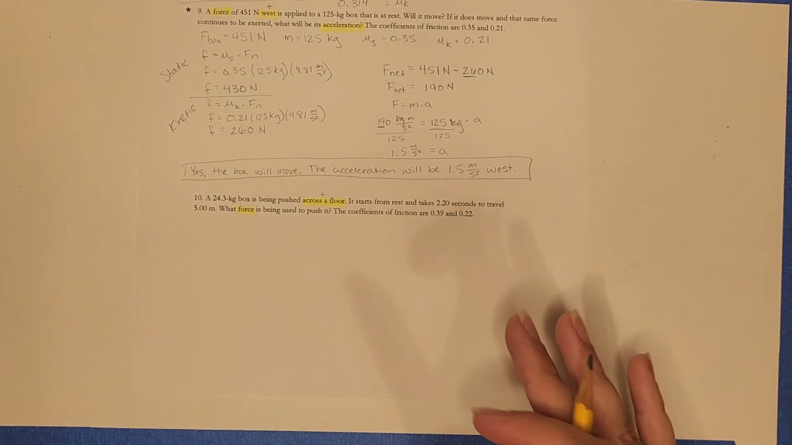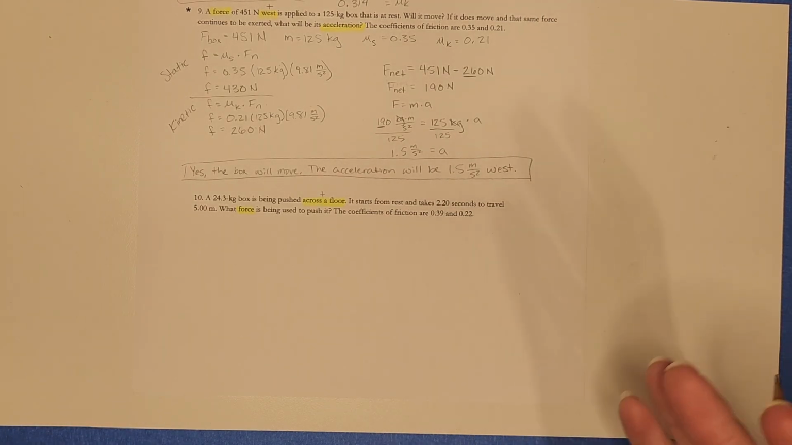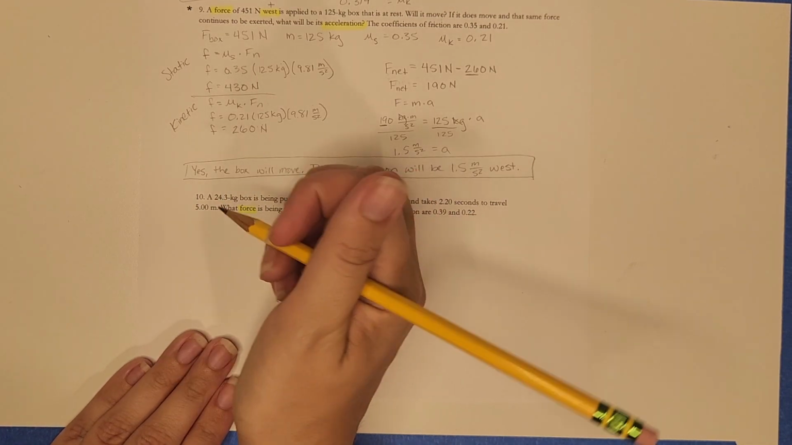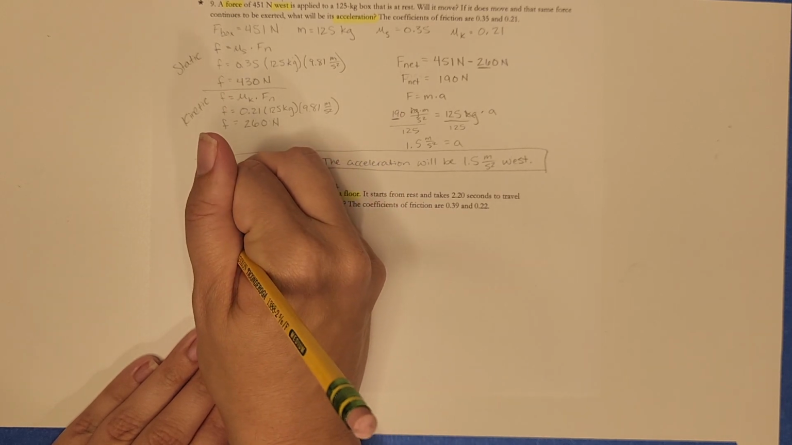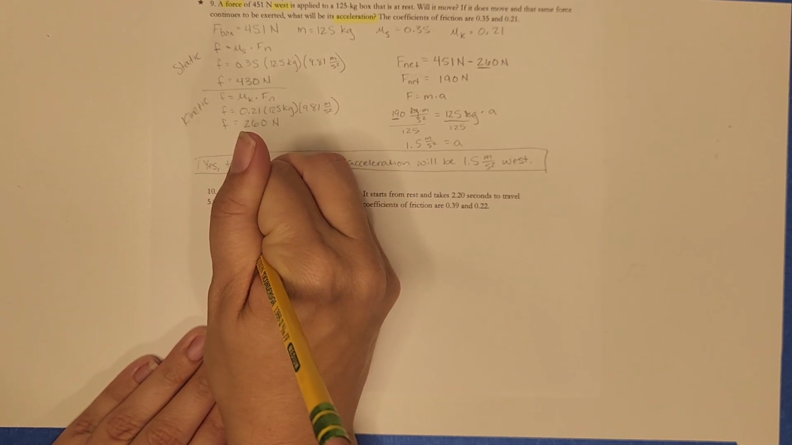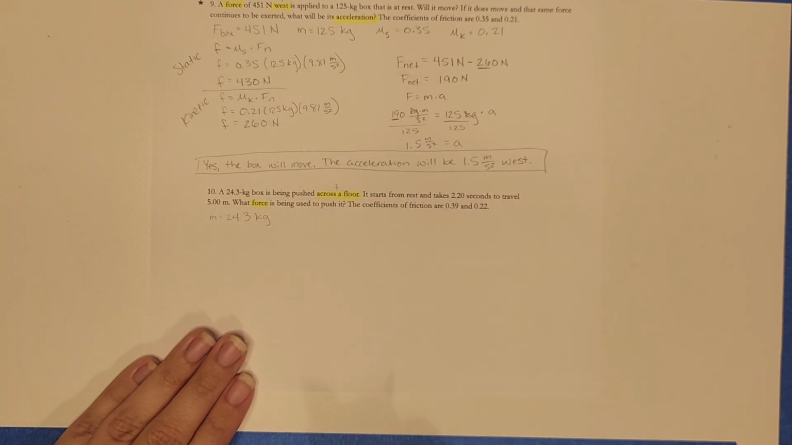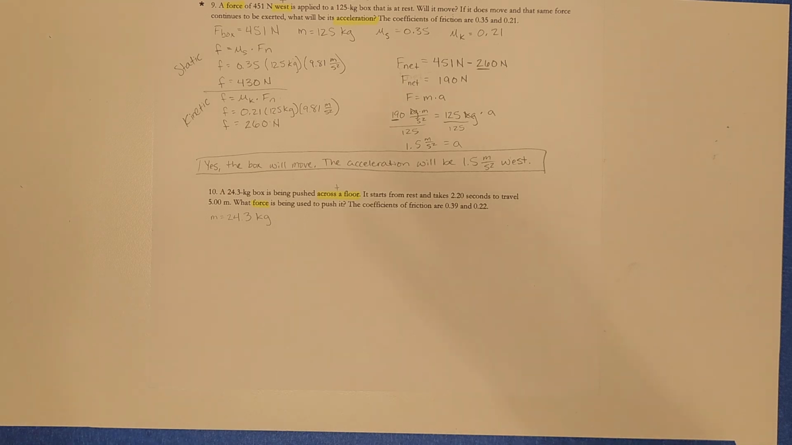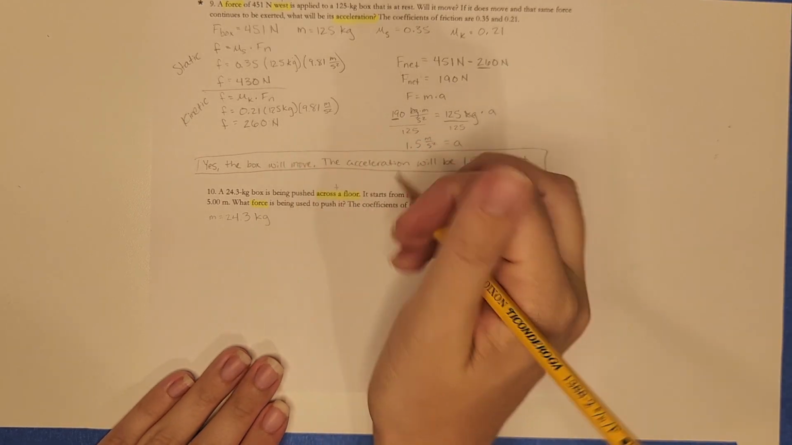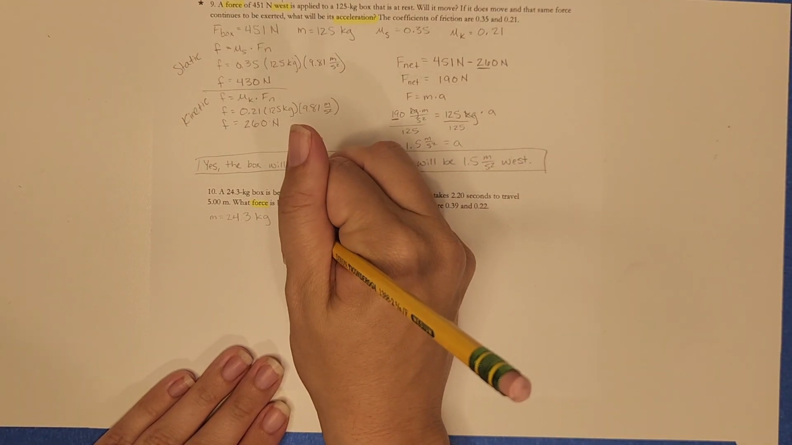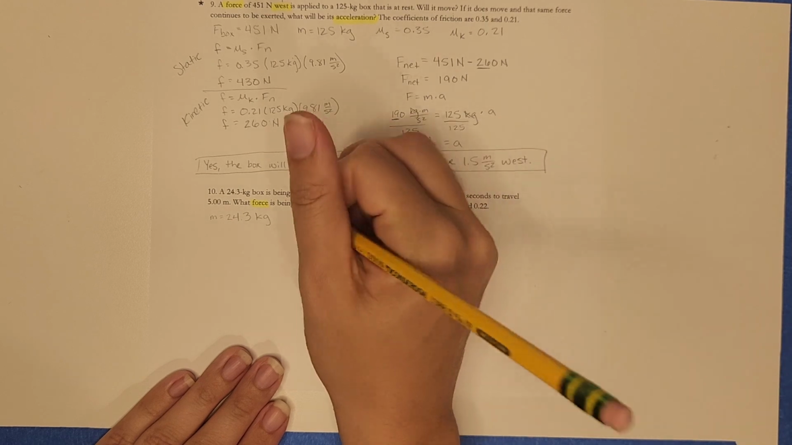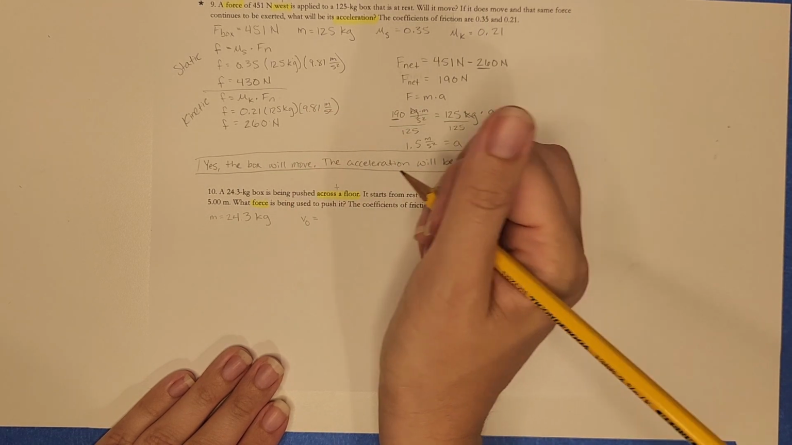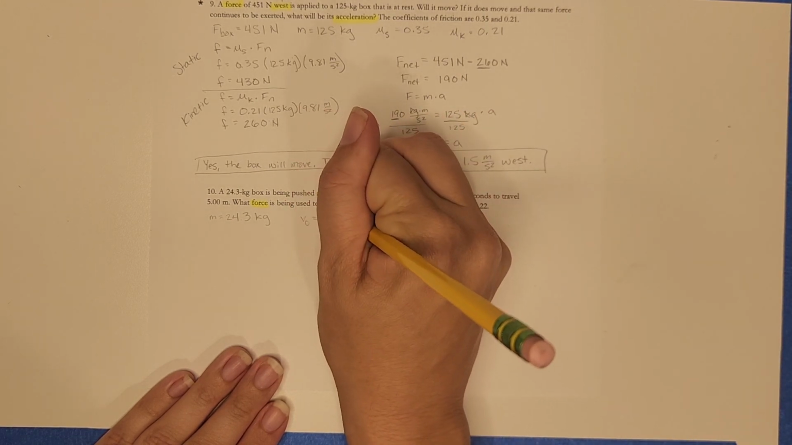So now we will just go through the variables and see what we have and look at what we need. First variable we're given is a 24.3 kilogram box, so my mass is 24.3 kilograms. We know that it starts from rest. Whenever we see the word rest, we are thinking velocity is 0. That should be the first thing that pops in your head. So my velocity naught equals 0 meters per second.